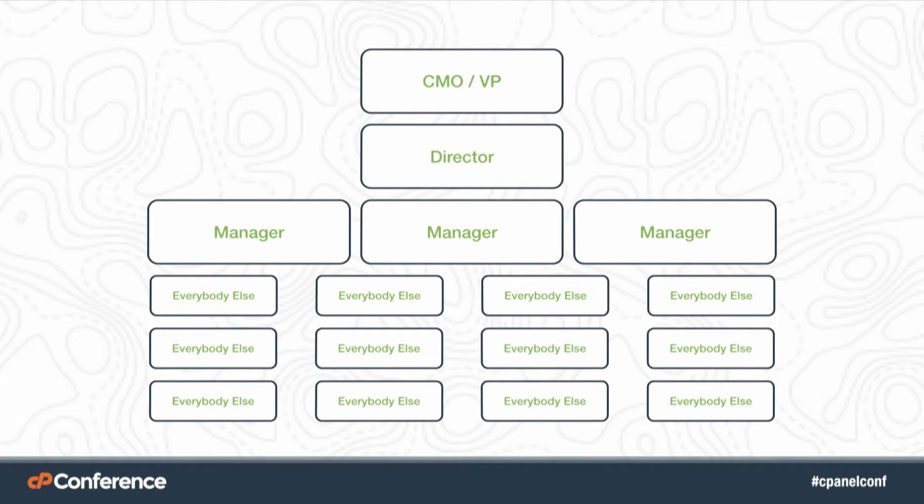So let's start out by taking a look at how some marketing teams are structured, specifically in the web hosting industry that I've noticed. A lot of times you'll have your CMO, VP position, director level position, sometimes some mid-level managers, and then you've got everybody else who's doing the work.